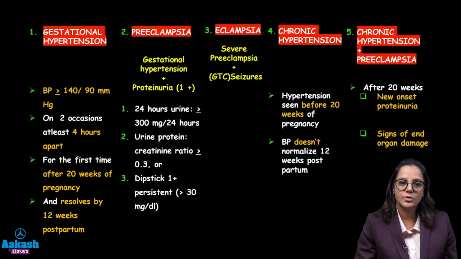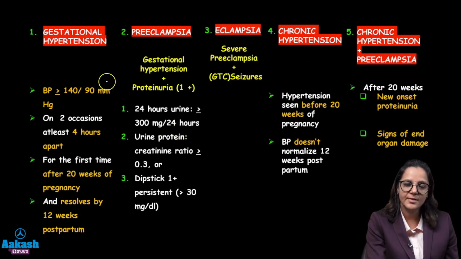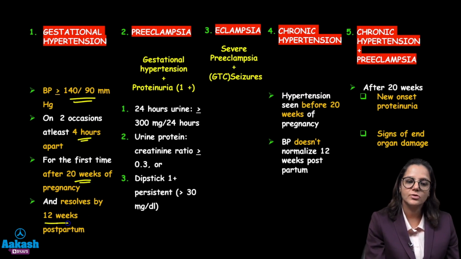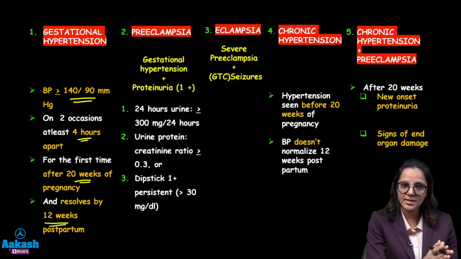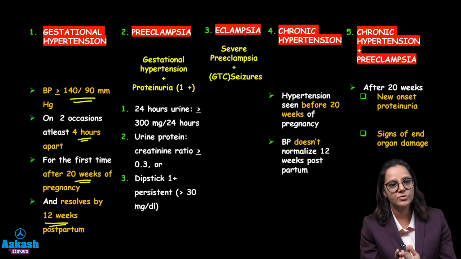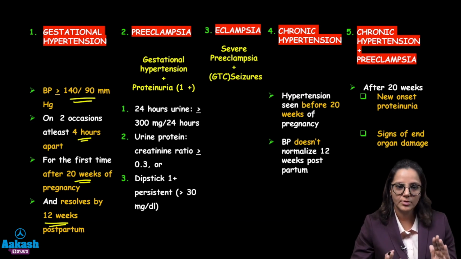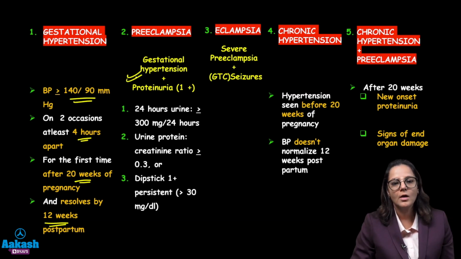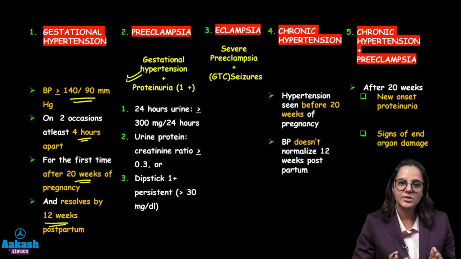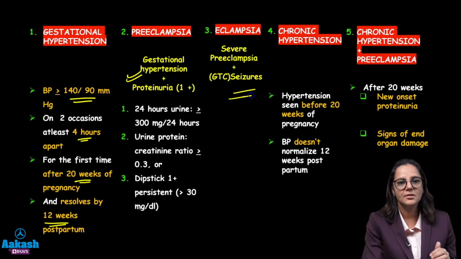Also a few important points on hypertension in pregnancy. So what is gestational hypertension? When the blood pressure is more than or equal to 140 by 90 millimeters of mercury on 2 occasions 4 hours apart after 20 weeks of pregnancy, and it resolves by 12 weeks postpartum. If the blood pressure has been high before 20 weeks of pregnancy and it is not resolving even 12 weeks postpartum, it will not be gestational hypertension. What is preeclampsia? Preeclampsia is nothing but gestational hypertension plus presence of protein in urine. What is eclampsia? Eclampsia is a patient with preeclampsia plus seizures.